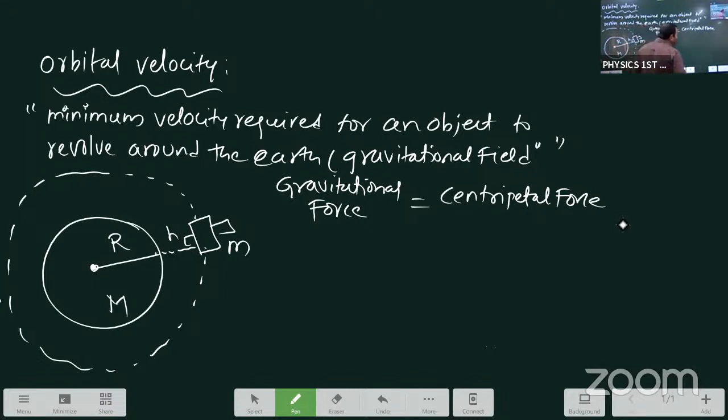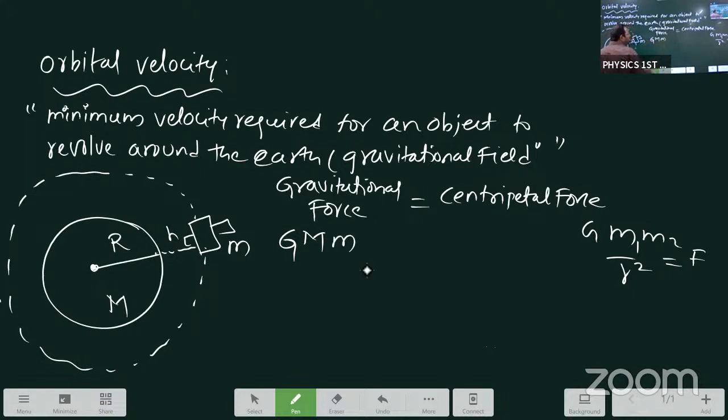What is the gravitational force? Newton's law of gravitation: F equals G m1 m2 by r square. G stands for the gravitational constant. m1 and m2 are the masses of the two objects, by r square, nothing but the distance squared. Already we have R, and one more h: from the center of the Earth to the satellite, from the center of the Earth to the object. What is the height? R plus h. So we write R plus h whole square.